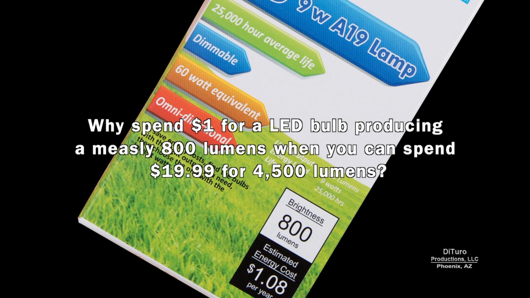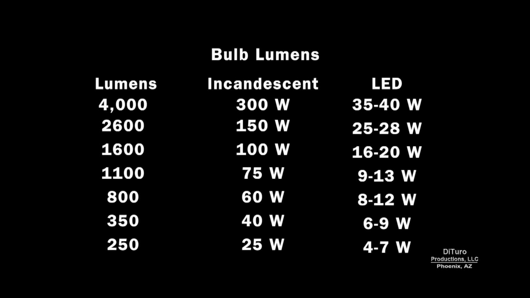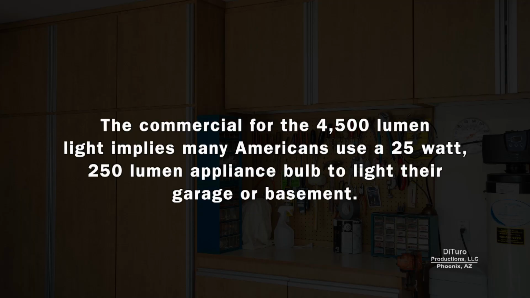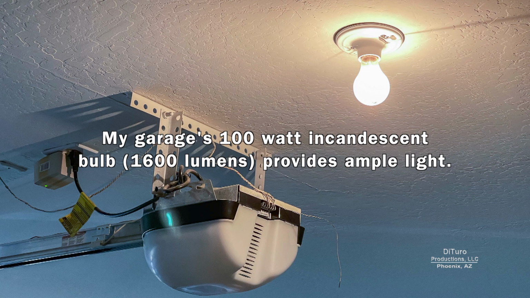Why spend $1 for a LED bulb producing a measly 800 lumens when you can spend $19.99 for 4,500 lumens? As you can see from this list, 800 lumens is equivalent to a 60-watt bulb, 4,000 lumens a 300-watt bulb. The commercial for the 4,500 lumen light implies many Americans use a 25-watt, 250 lumen appliance bulb to light their garage or basement. My garage's 100-watt incandescent bulb provides ample light.